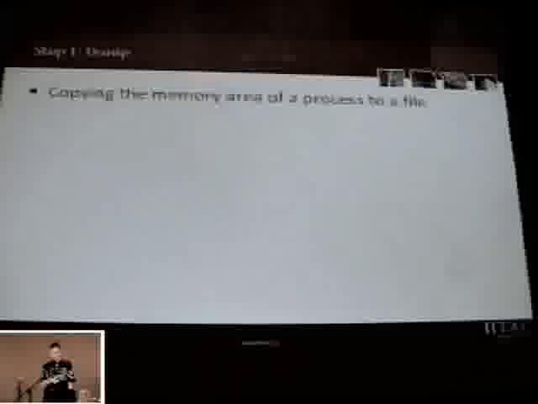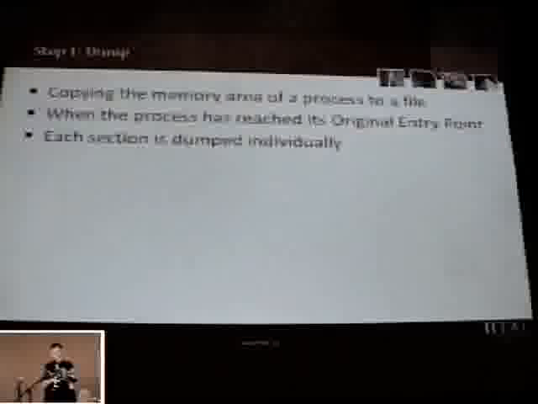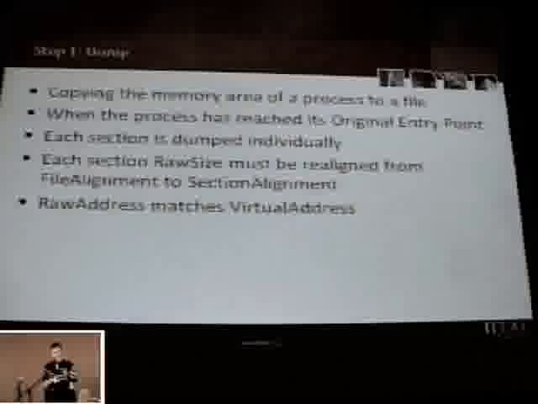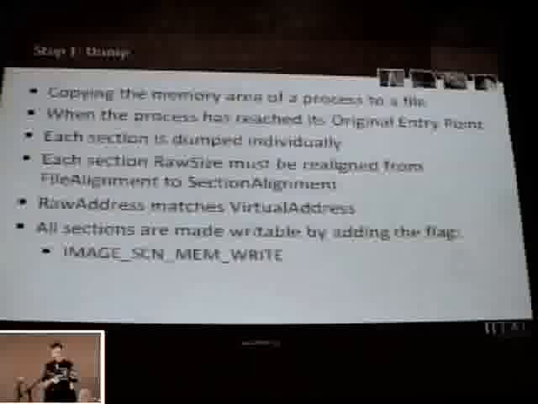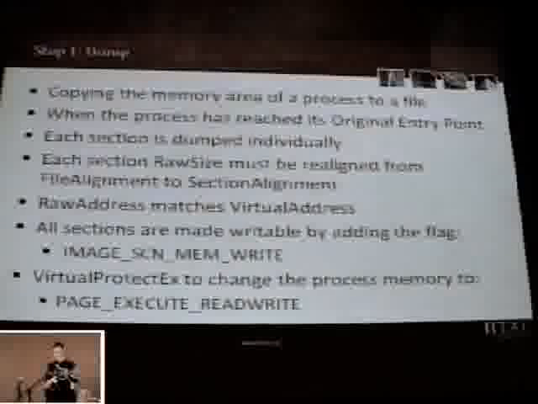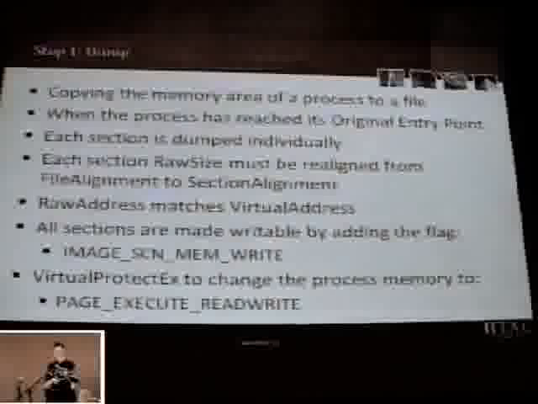So let's see the steps of the program. The first step is dump. It is used to copy the memory area of a process to a file when the process has reached its original entry point. Each section is dumped individually. Each section raw size must be realigned from file alignment to section alignment. Raw address matches virtual address. All sections are made writable by adding the flag IMAGE_SCN_MEM_WRITE. VirtualProtectEx to change the process memory to PAGE_EXECUTE_READWRITE.